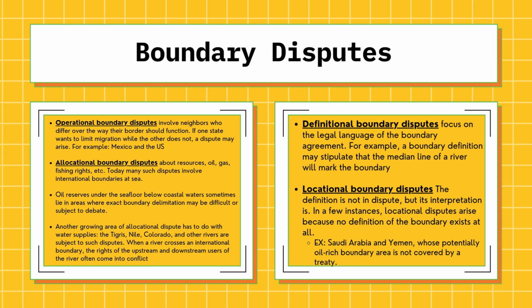Locational disputes, where the location of the boundary is argued over. For example, Saudi Arabia and Yemen's oil rich border. Then you have operational disputes, and these are disagreements about how the boundary functions. For example, the US and Mexico disagree on border security. And then you have allocation disputes, and these are arguments over resources. For example, who gets to use the water from the Nile River? All right, so these disputes are like when two people are sharing a Netflix account and can't agree on what to watch, except instead of using a remote, they're fighting over land and resources.